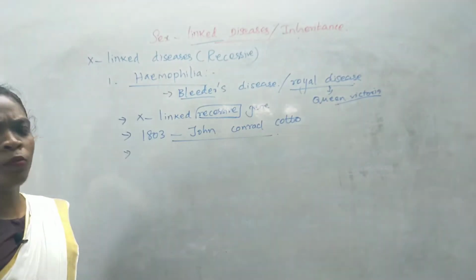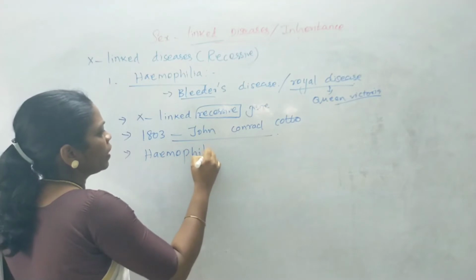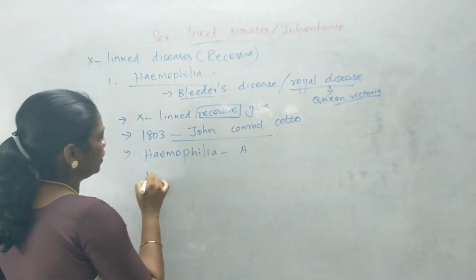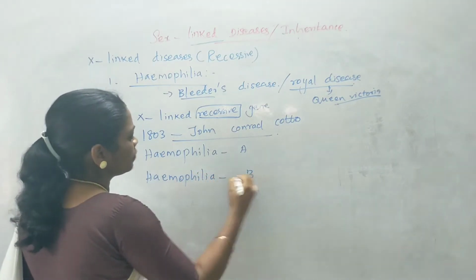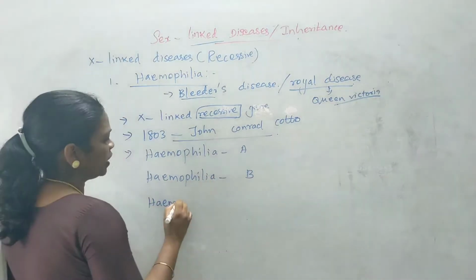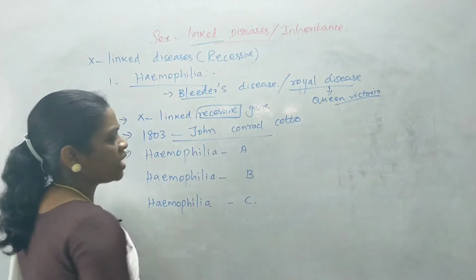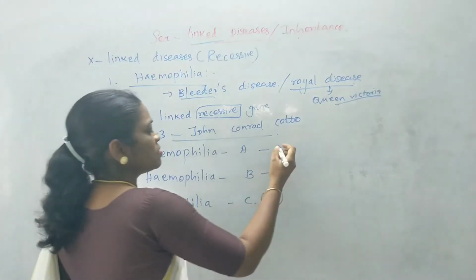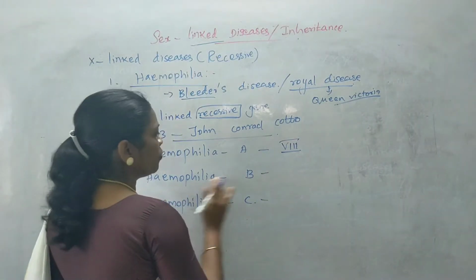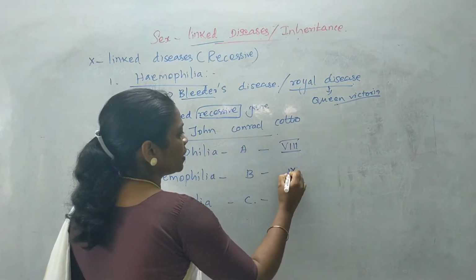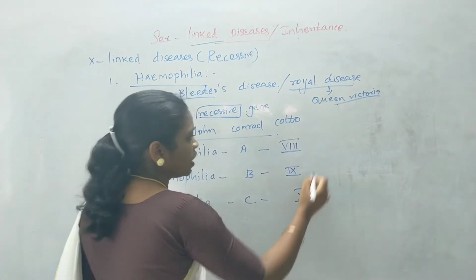There are 3 different types of hemophilia: hemophilia A, hemophilia B, hemophilia C. So what are these A, B and C? Hemophilia A is due to clotting factor 8, hemophilia B is due to clotting factor 9, and hemophilia C is due to clotting factor 11.